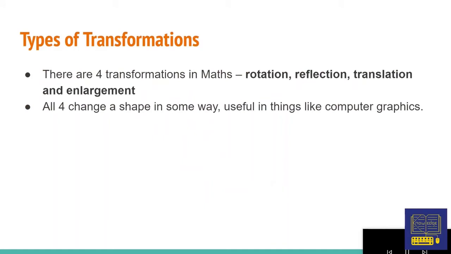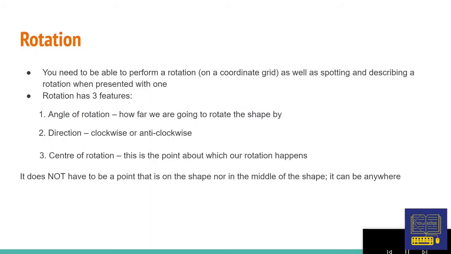Now, moving on to types of transformations. There are four types of transformation in mathematics: rotation, reflection, translation, and enlargement. All four change a shape in some way, and are useful in things like computer graphics.